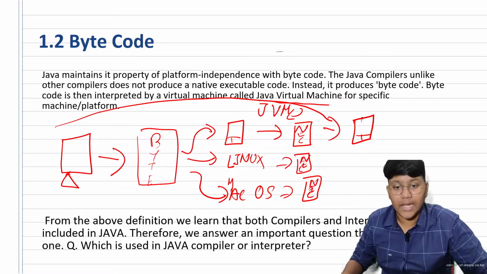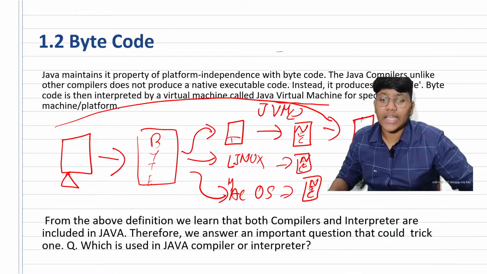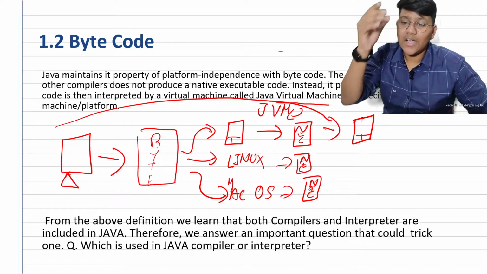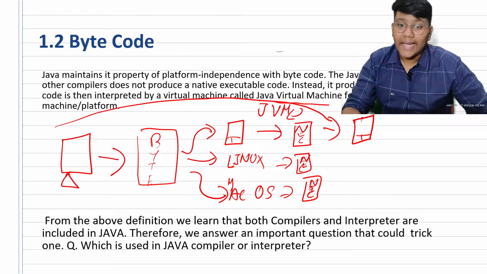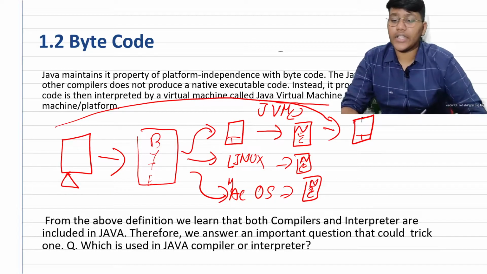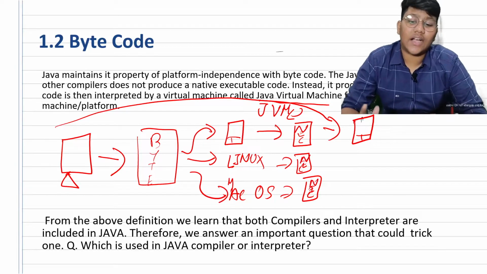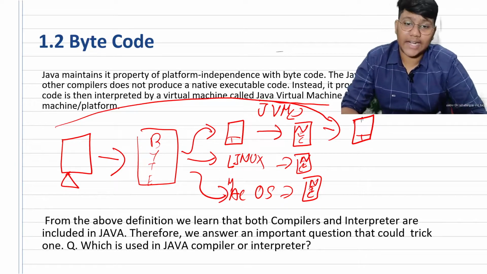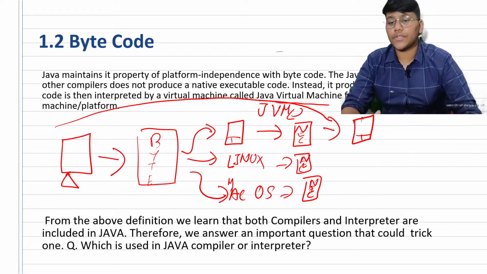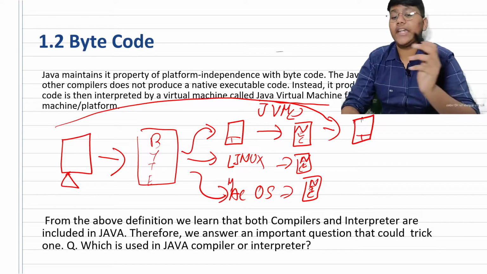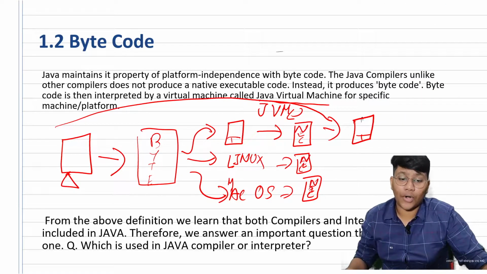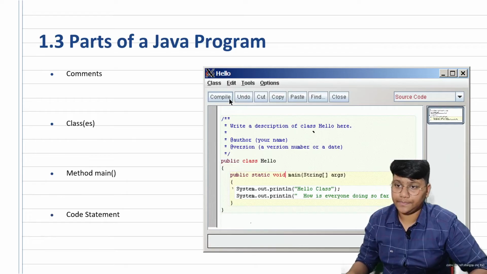Now, the code done in Windows can be used in Android with this NEC, or native executable code. Okay, now an important question comes in your exams: which is used in Java, compiler or interpreter? From what we have understood above, Java uses both compiler and interpreter. Compiler to make bytecode, and interpreter is used in the Java Virtual Machine to interpret the bytecode. So here we answer an important question that may come in your exams.